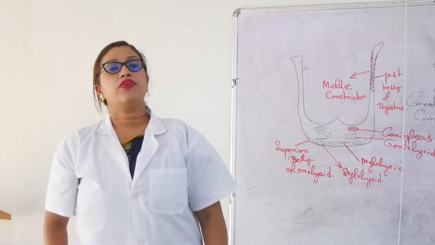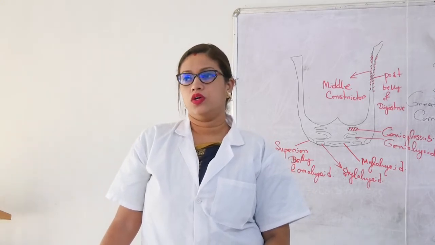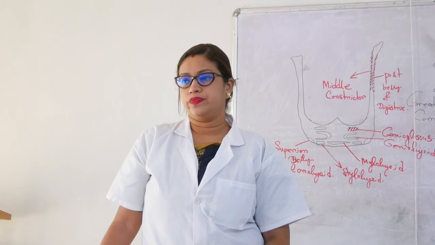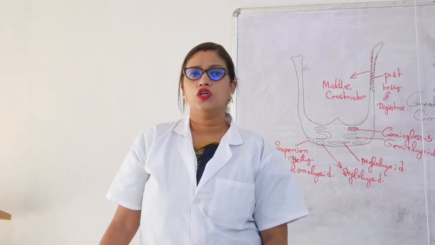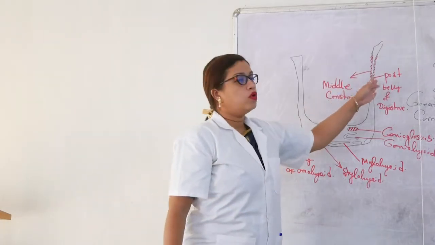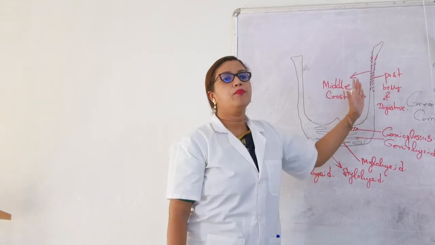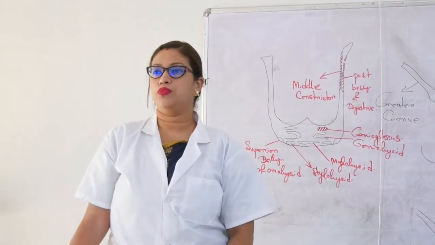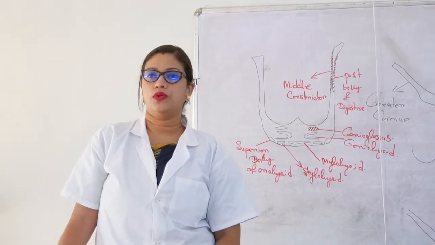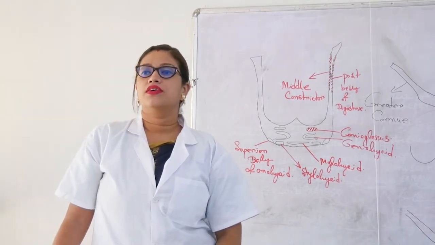Now write it down about the greater cornu. Already I told which things are attached to the greater cornu. To the medial side there would be the middle constrictor of pharynx, whereas to the lateral side there would be the posterior belly of digastric. So that is about the greater cornu.